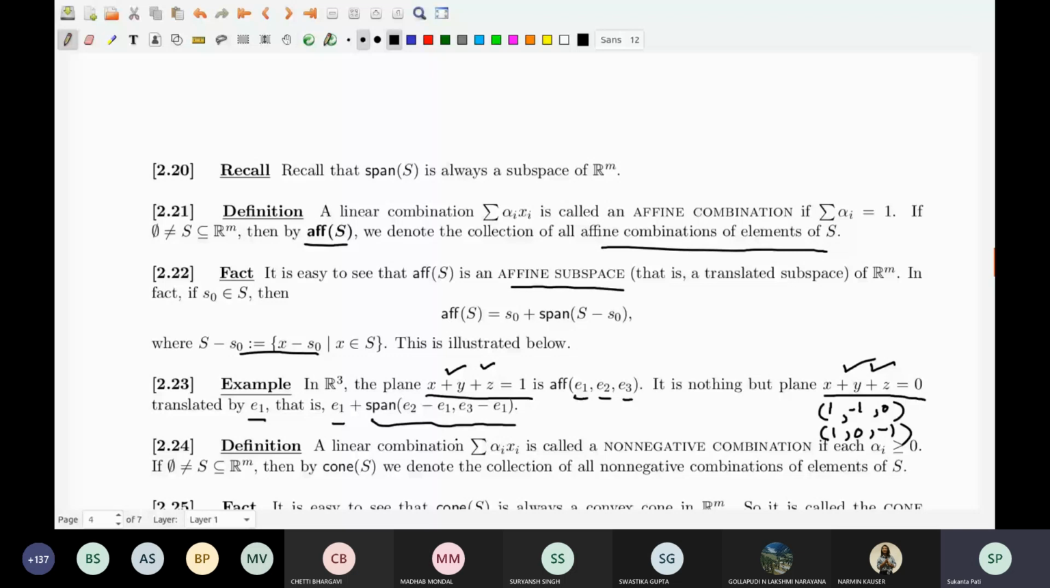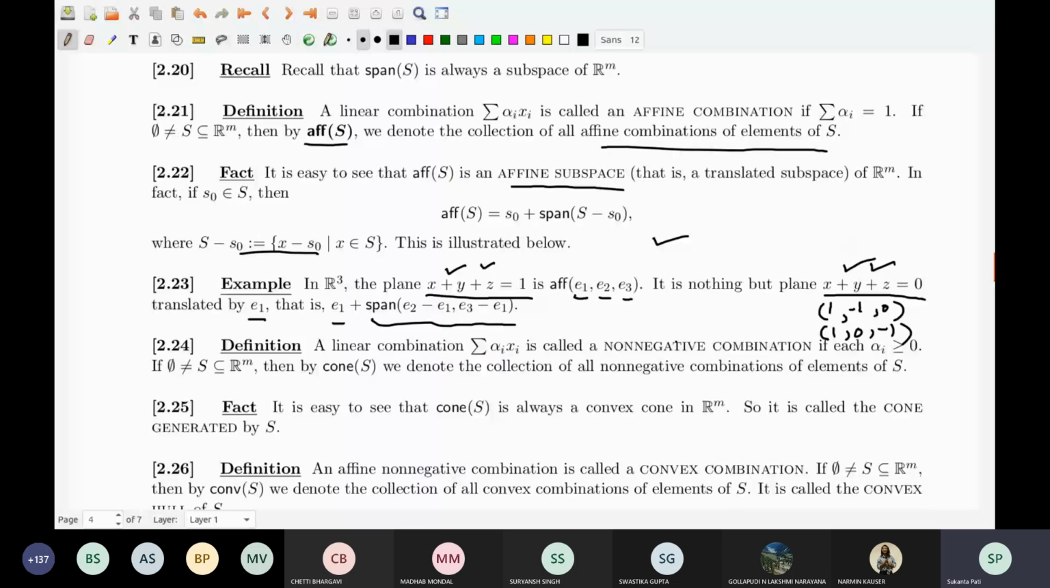Remember this one. This is very important. Okay. When do we call a linear combination a non-negative combination? If the coefficients are greater than or equal to 0.